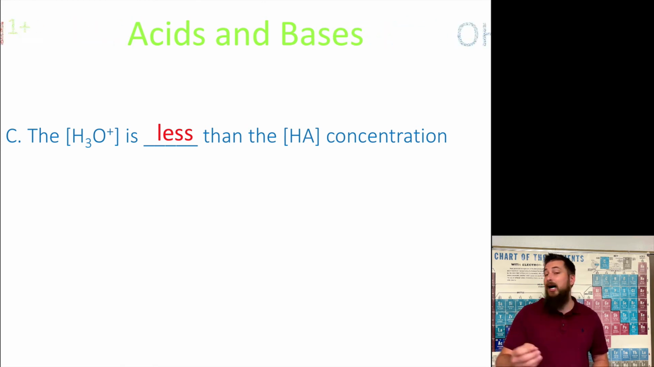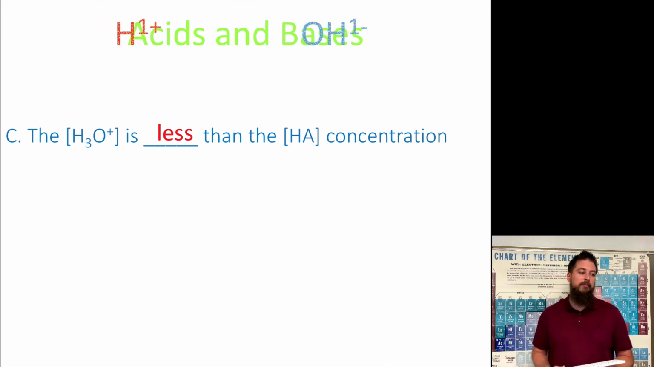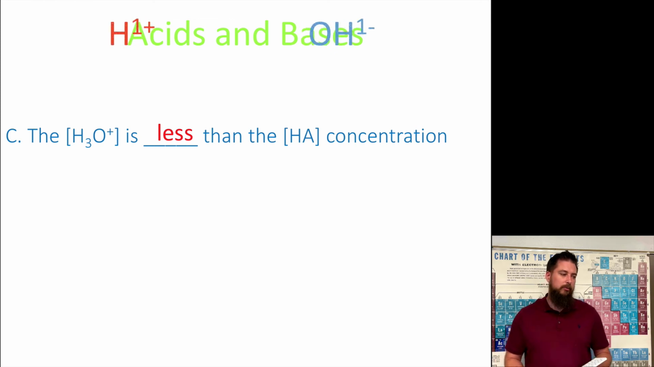Typically, the hydrogen ion concentration is less than the concentration of the acid solution. So, for example, if we had a 1 molar solution of HF, because not all of the hydrogen ions are being given off, we're going to have less than a 1 molar solution of H+. And we're going to look at an example problem of this in the guided practice.